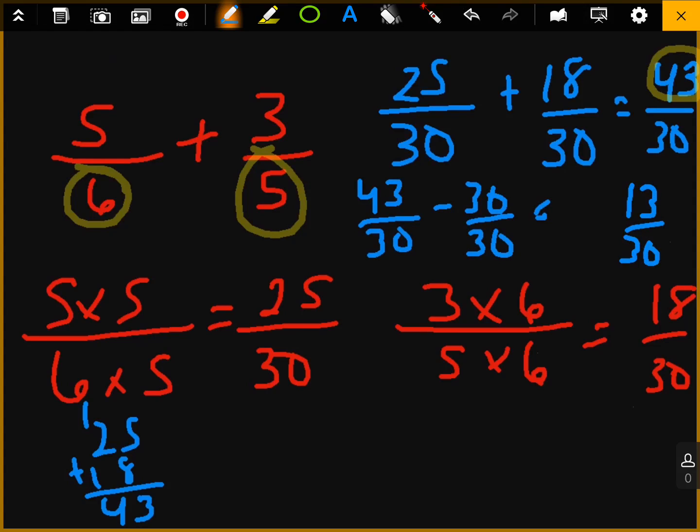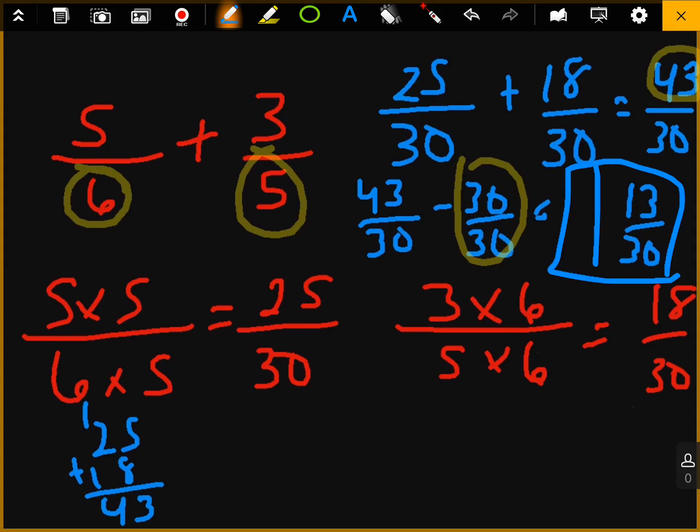And we know that the whole that we are using is going to be added here. So our answer is 1 and 13 over 30. That's it for number 5. Rewind or pause if you need to.